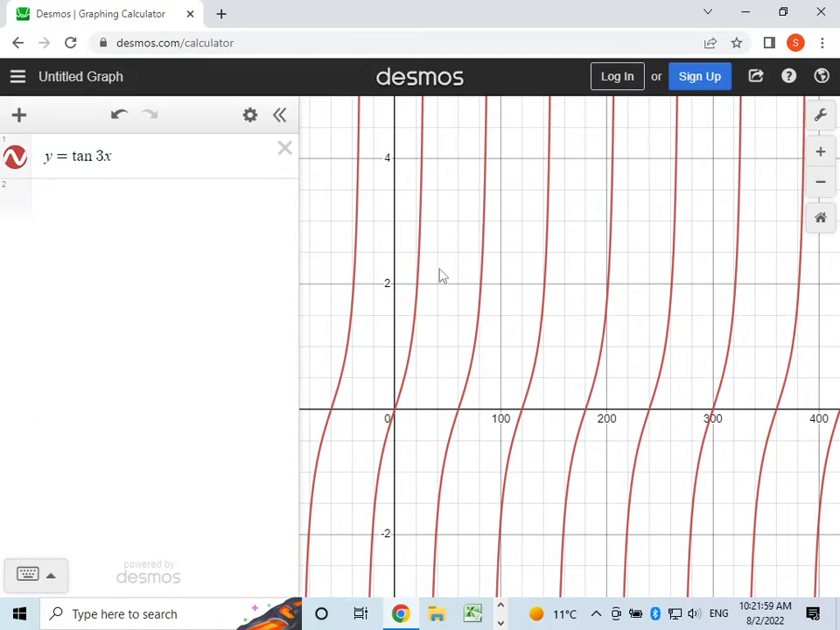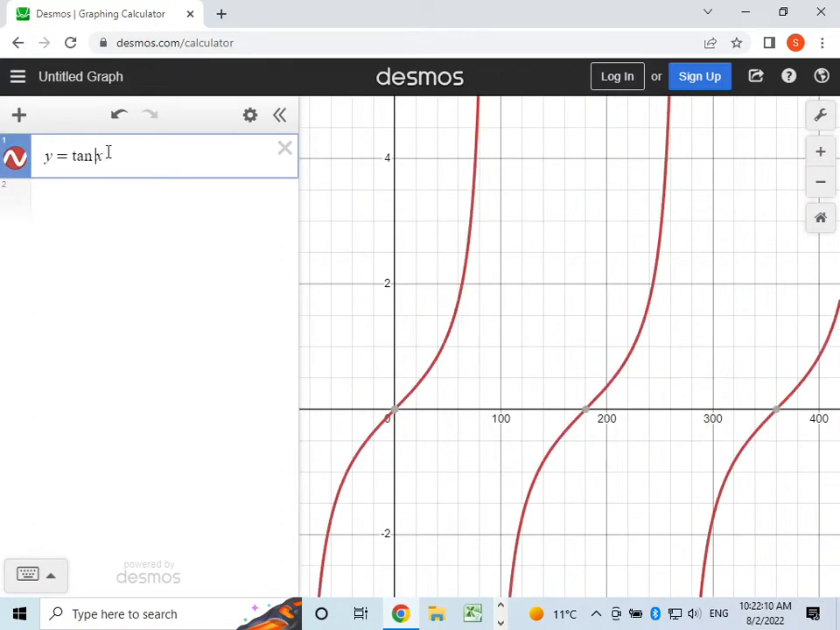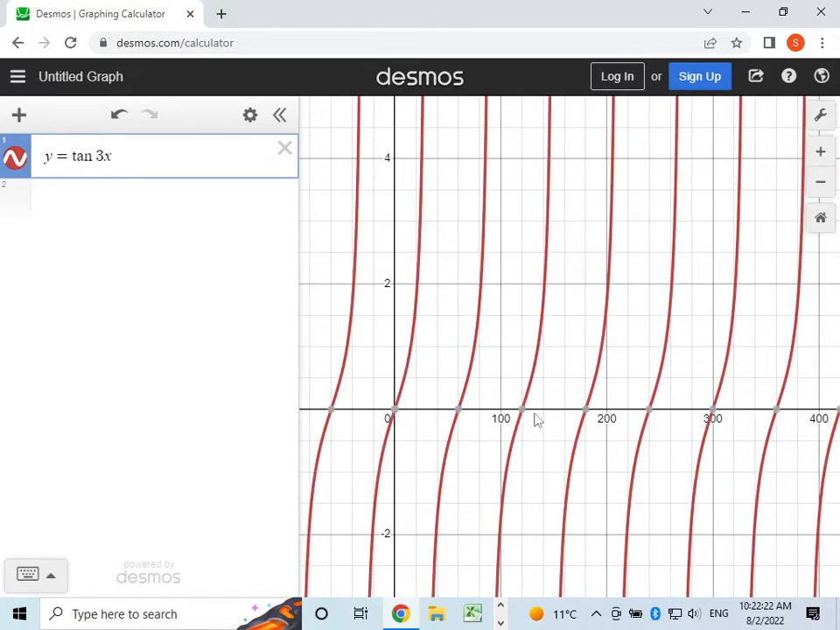Okay. If you look at that, do you see that the graph has been squished in? Let's compare with the standard graph. There's the standard graph. There's 360 right there. So if I put in the 3, then how long does it take to make a complete wave when it starts over again? 60 degrees. Does that make sense?